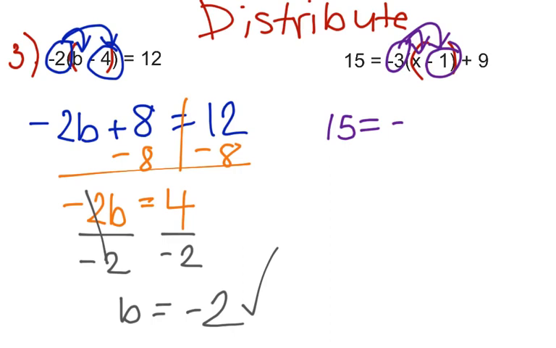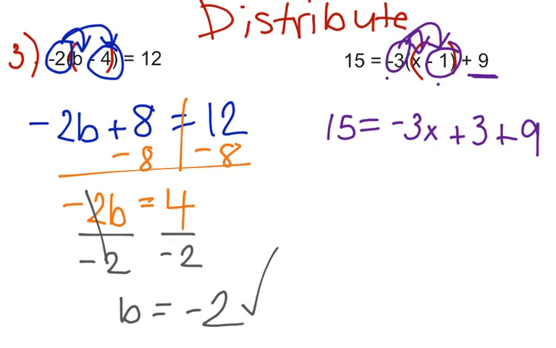Negative 3 times x is negative 3x. Negative 3 times negative 1 is actually positive 1. So we're going, positive 3. So we'll write plus 3. And then we want to rewrite what's left over, the plus 9. Now when you look at this, we have 15 equals negative 3x plus 3 plus 9.